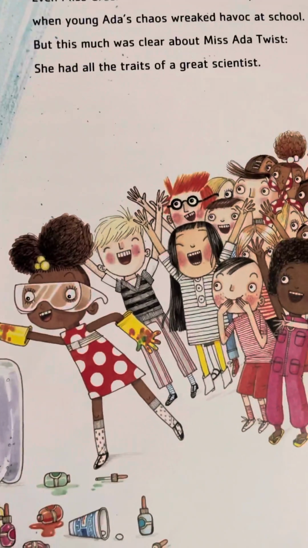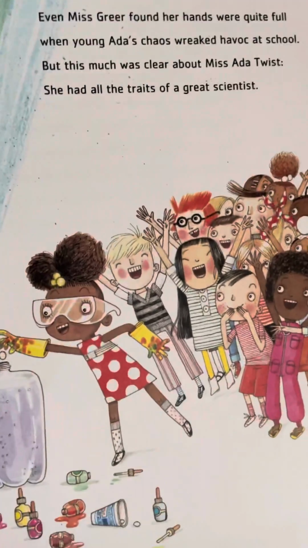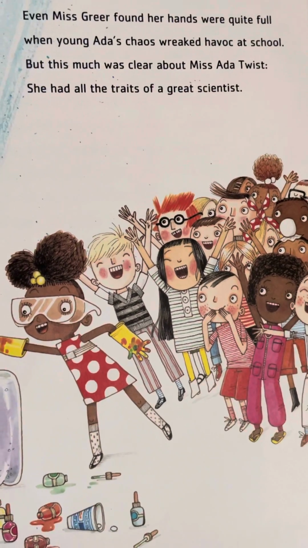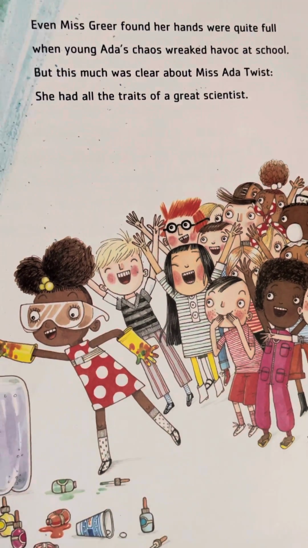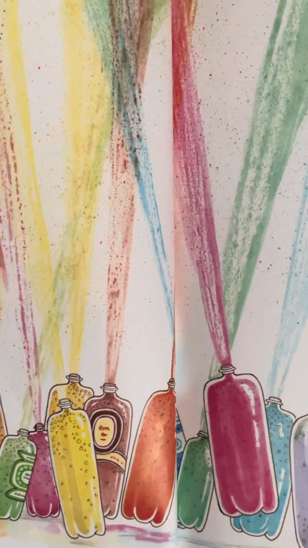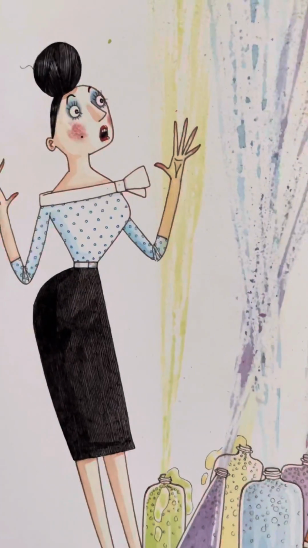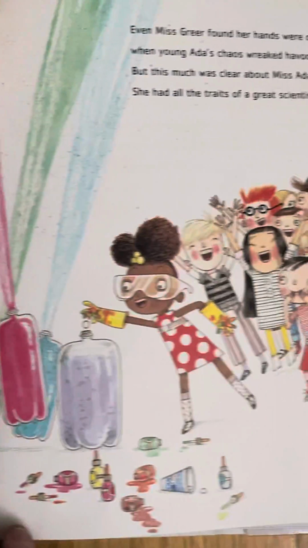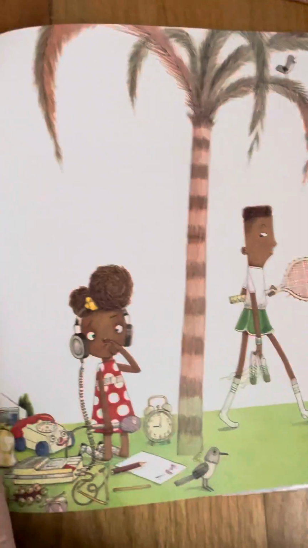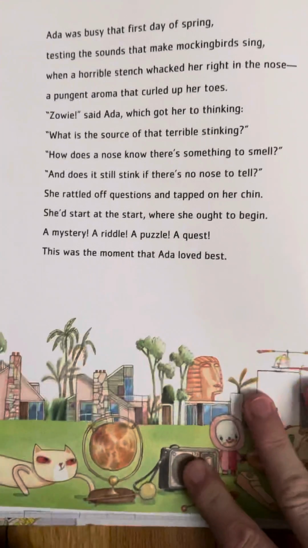Traits of a great scientist. What do you think a scientist needs to do? A scientist needs to ask a lot of questions. A scientist loves to learn how things work, why things work, when things work, and what things work. I think those are great describing traits of Ada.